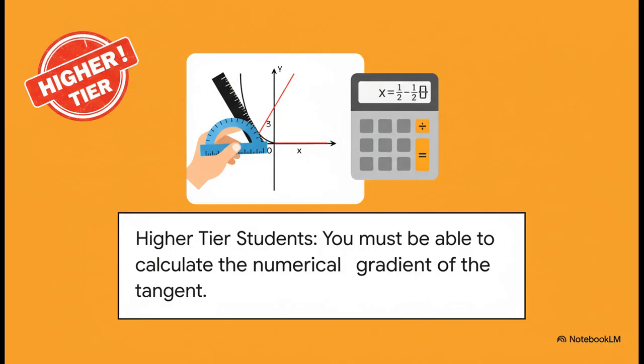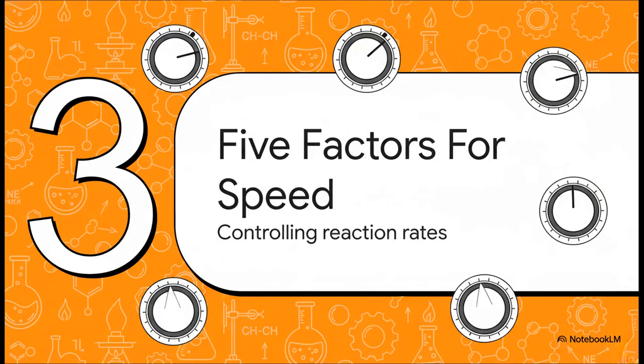And a quick heads up for all you higher tier students, this is a big one for you. It's not optional. You won't just describe how to do it. You'll actually be given a graph in the exam, and you will have to draw that tangent and calculate the number to get the marks. Right, so we know how to measure the speed, but how do we change it? How can we control it? Think of these as the 5 main control knobs you can turn to tweak the speed of a reaction.